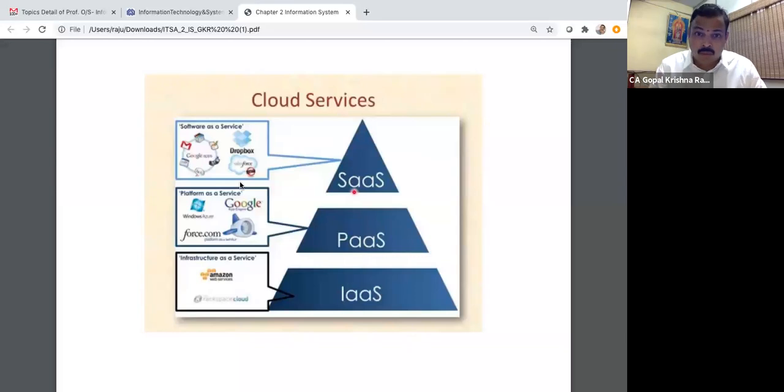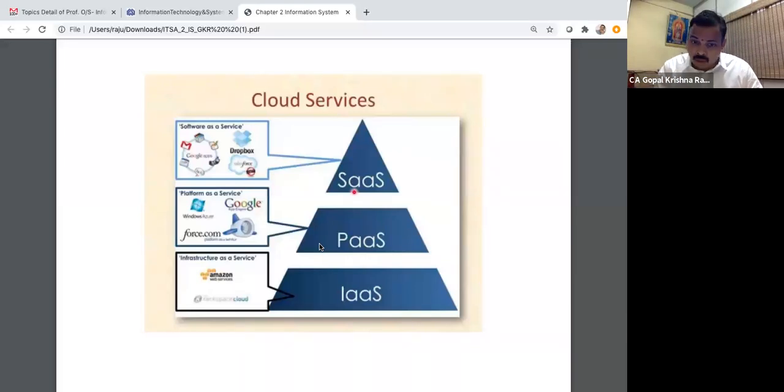Okay, so this is number 1 point. What is PaaS? PaaS means platform as a service. For example, there are so many platforms available, like Google, your Windows, Force. These are some of the platforms. You need not install that platform here. You can actually have the platform in the cloud itself.